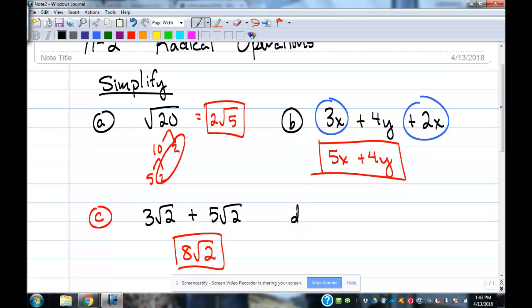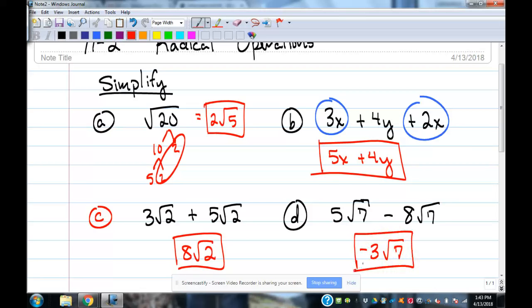So another one similar to that might be something like 5 radical 7 minus 8 radical 7. So a little subtraction problem. Are these like terms? Yeah, the radicals are the same. So we can subtract 5 minus 8, which is negative 3 radical 7. And you're done. Okay. When the radicals are the same and you're adding or subtracting, you just put the numbers in front together with whatever operation is with them.